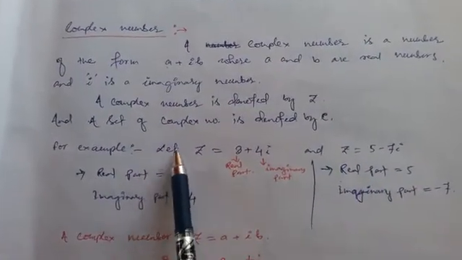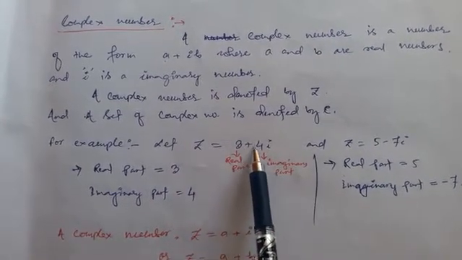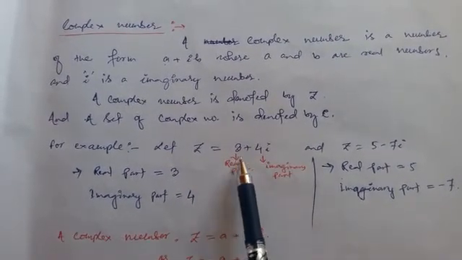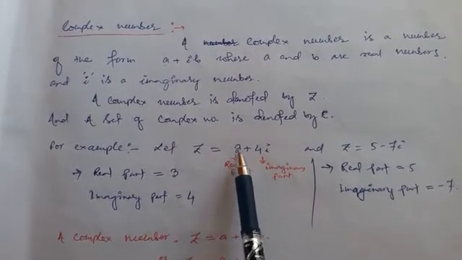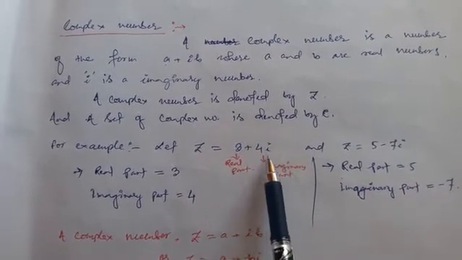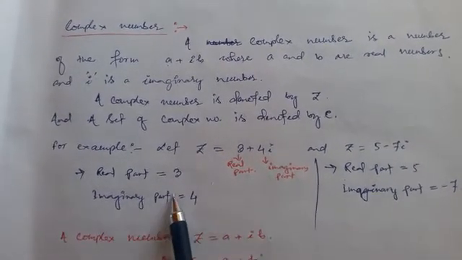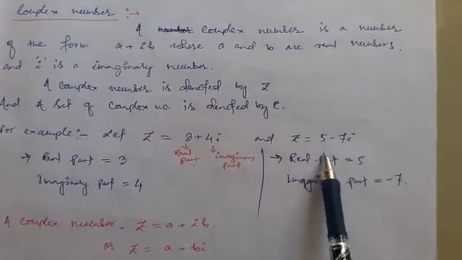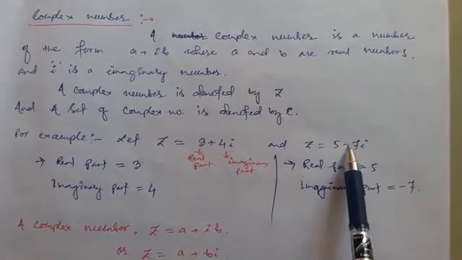For example, let us take a complex number z equal to 3 plus 4i. In a complex number there are two parts, one is the real part and one is the imaginary part. The number without i is the real part, and the number with i is the imaginary part. What is the real part here? 3. The imaginary part is 4 with the i. And here also the real part is 5. And what is the value of the imaginary part? -7.